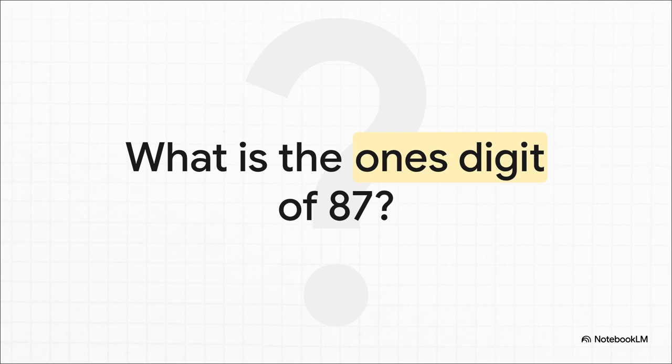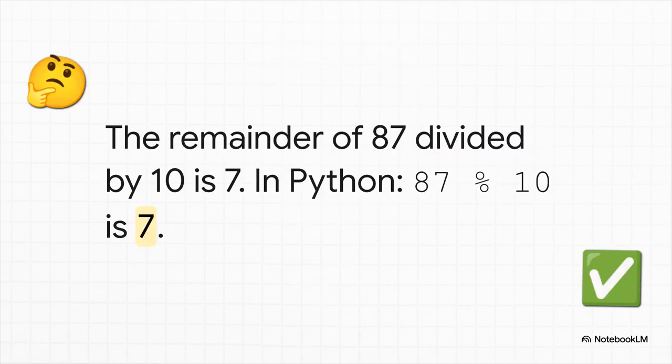But how do you tell a computer to figure that out? You use modulo 10. Think about it. When you divide any whole number by 10, the remainder is always its last digit. 87 divided by 10 is 8 with a remainder of 7. It works for everything. 123 mod 10 is 3. 456 mod 10 is 6. It is an amazing little trick.